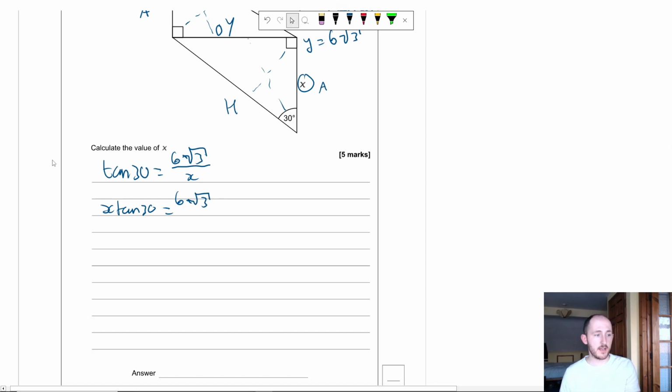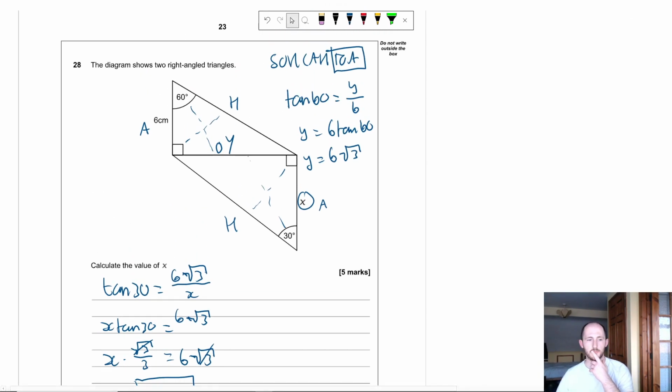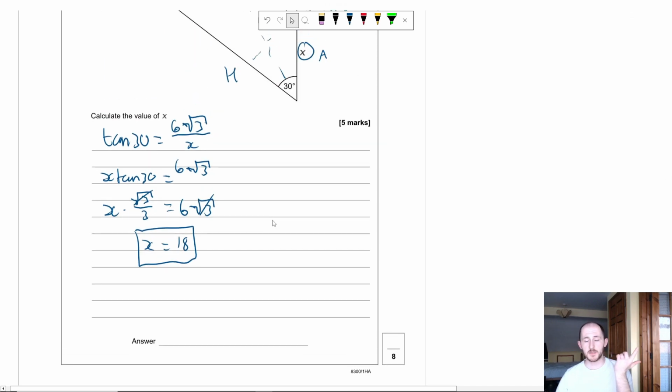So what is tan 30? Well, again, tan 30 is also one of the values that you need to just remember, and it is root 3 over 3. So we have x times root 3 over 3 equals 6 root 3. Now, because root 3 is in both terms, I can actually cancel it out. Times both sides by 3, and I get x is equal to 18, which is the final answer there. It's 18 centimeters long. Hopefully that's okay. And that brings us to the end of the paper. Not too bad, I hope.